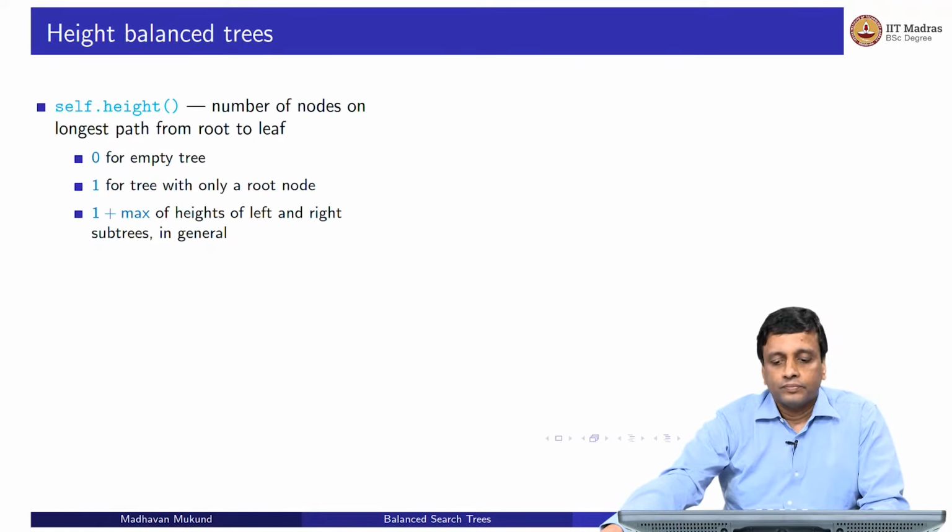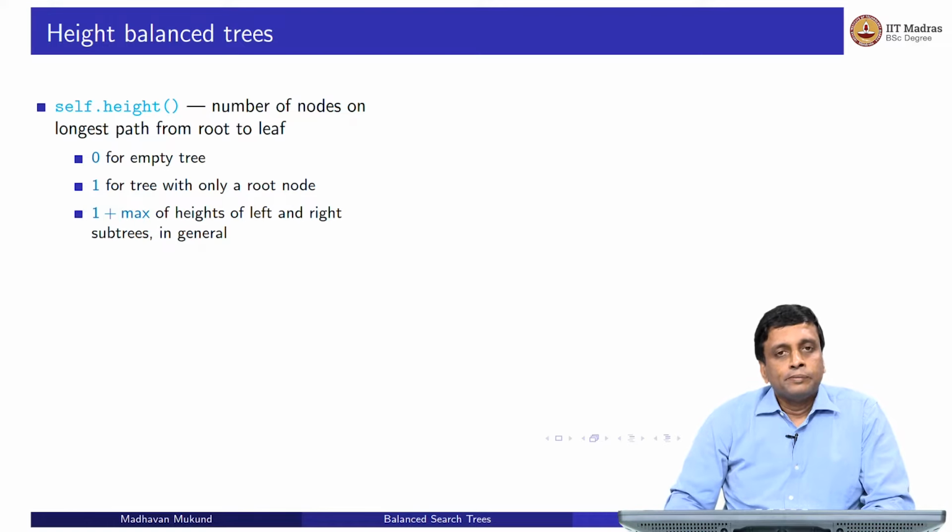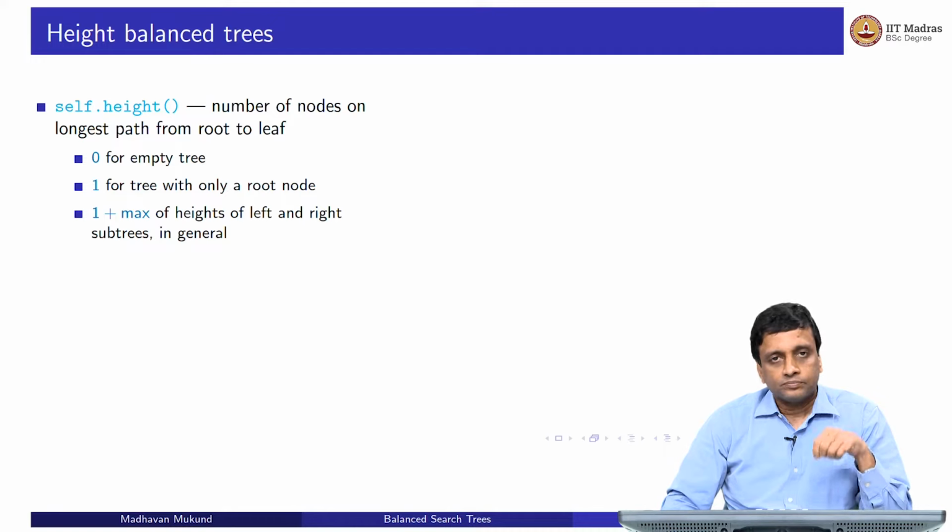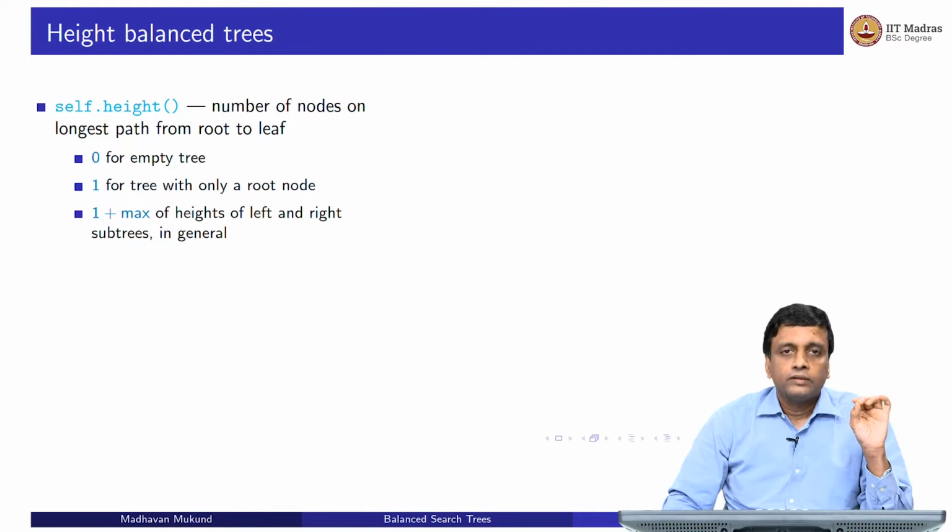using height. Okay. So remember what height is, right? So height is the number of nodes on the longest path. So you start at the root and you walk down and you pick the longest path among all the leaves that you have. And you see how many nodes you visit. So if your tree is empty, then there is no root, so the height is 0. If the tree has only a root, then the height is 1, because the root is also a leaf, and the longest path consists of just that one node.